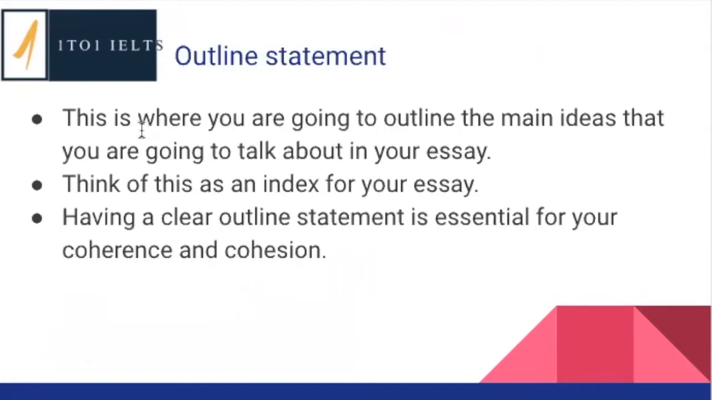As I said before, outline statement is where you're going to outline the main ideas that you're going to talk about in your essay. If you've got two ideas, you need to outline two. You might have a multiple idea question. There might be 4 ideas. All of them need to be in your outline statement. Your outline statement is also sometimes called a thesis statement. Think of it as an index. This is telling the reader what they're going to read. So your ideas need to be in the same order that you're going to give them in your essay. So if in the paragraphs, the weak idea comes first, in the outline statement, the weak idea comes first.